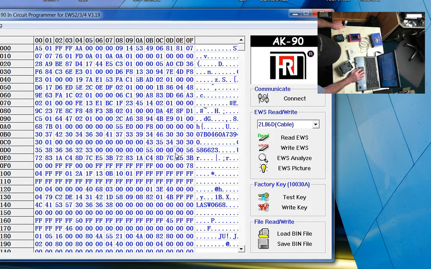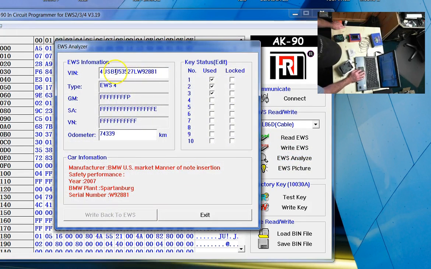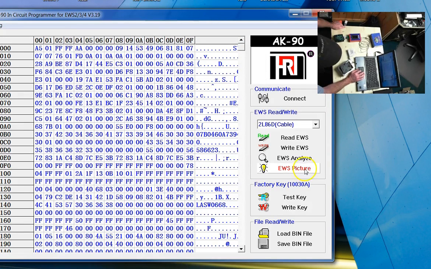Okay, so we've saved our bin file, EWS analyze. We have our VIN number, tells you it's EWS odometer. It tells you that 3 keys are used. Okay, let's go ahead and see if we can read the same EWS.